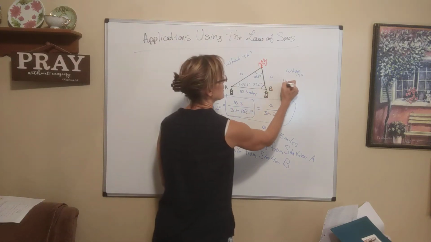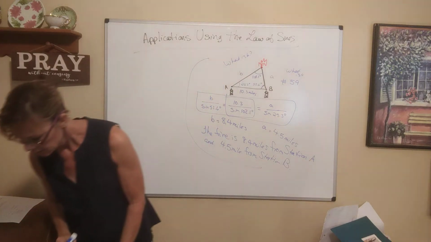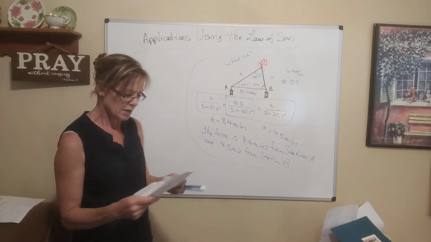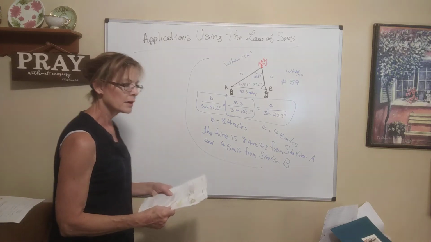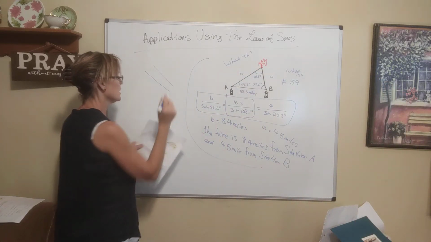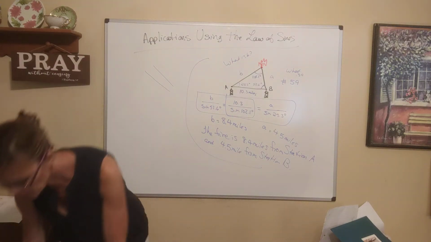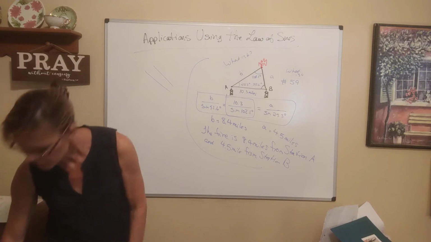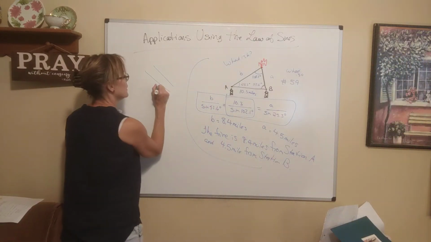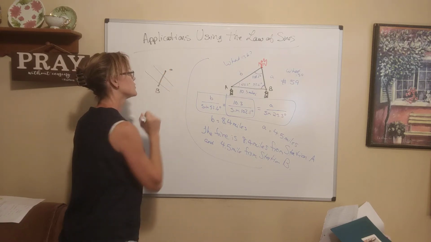Okay, let's look at number 62. 62 reads, a suspension bridge is to cross a river. Okay, so here is a river. A suspension bridge is to cross a river from point B to point C. So they give you a little picture. Over here on the bank, there's point B, and here's point C. So they're going to build a suspension bridge right there.